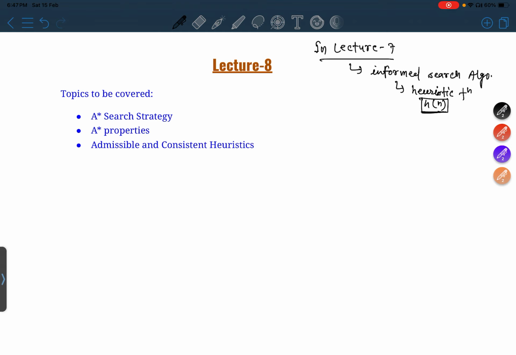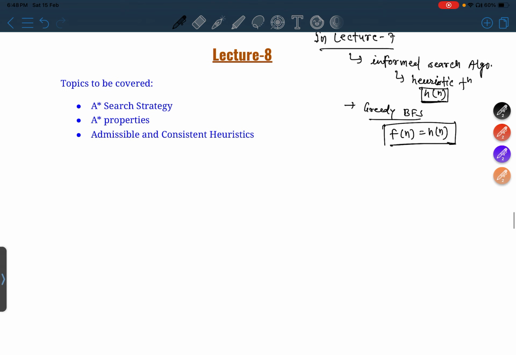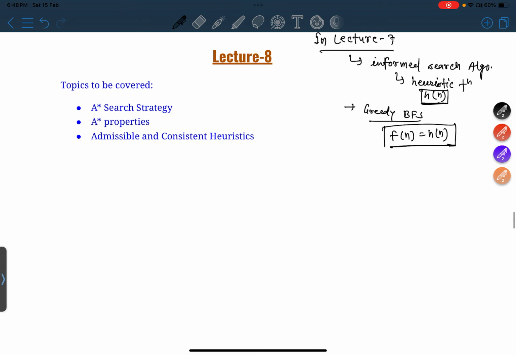So we talked about this heuristic information, then we talked about an informed search algorithm called greedy BFS, which used f of n equal to h of n to remove the nodes from the frontier. This is what we discussed in lecture 7, and we also talked about how greedy BFS is not optimal. Okay. So now in this lecture 8, this will be the last lecture on these informed search algorithms.